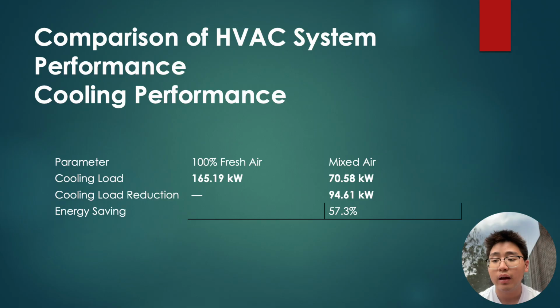The slide compares the performance of the two HVAC systems. The cooling load of the 100% fresh air system is 165.19 kW, whereas the mixed air system requires only 70.58 kW. This represents a reduction of 94.61 kW, corresponding to an energy saving of approximately 57.3%. The main reason for this improvement is that the return air has already been conditioned, so the cooling coil removes less heat to achieve the required supply air condition.